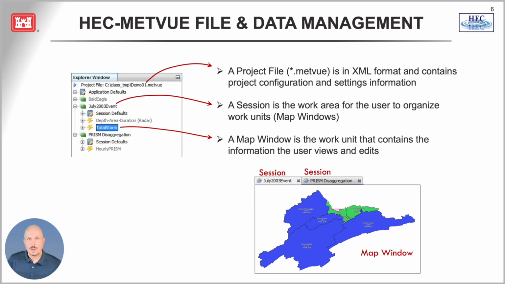A few notes for you on the HEC-MetVue file and data management. The HEC-MetVue project file is written to disk with a .MetVue extension. The project file format is XML. It contains project configuration and setting information. For HEC-MetVue, a session is the work area for organizing multiple map windows that share a common purpose. Then a map window is the work unit, where the user adds, views, and interacts with the data.